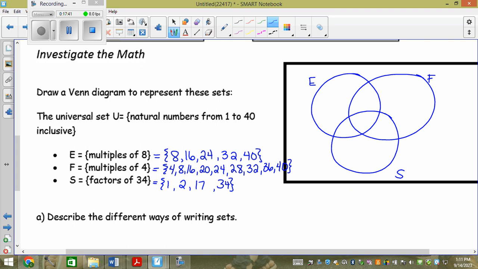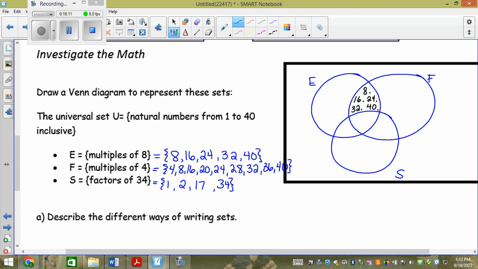Are there any overlaps between E and F? Are there any numbers that overlap between E and F? Which ones? 8, 16, 24, 32, and 40 are overlaps between E and F. But they don't overlap with S, so that's why they're only in that one spot, right?